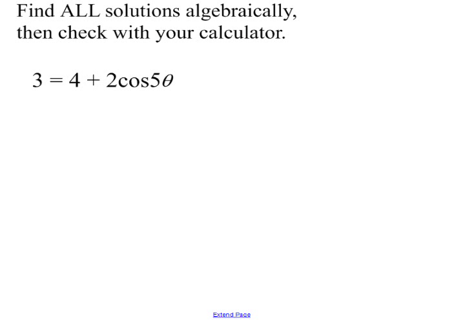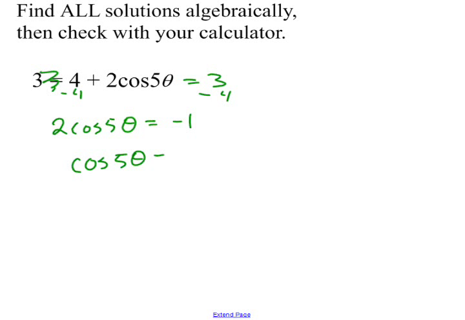All right, we step it up one more. Now we got a couple other things to do. So algebraically first, I'm going to solve this. I'm going to put it over here so I have more room. So I have subtract 4, and I have 2 cosine of 5 theta equals -1. I'm going to divide by 2, and then I'm going to ignore the 5 for right now, and I'm just going to say what angle gives me cosine of -1/2.